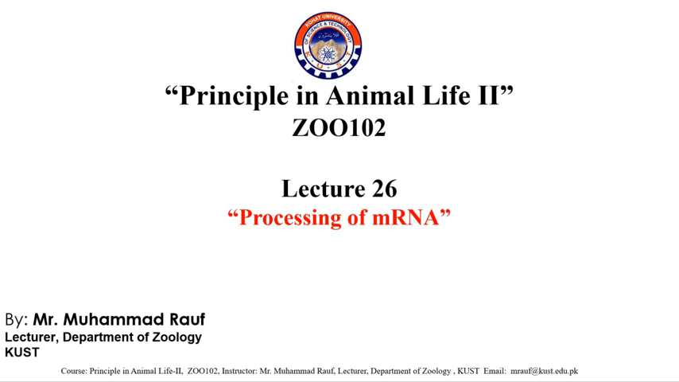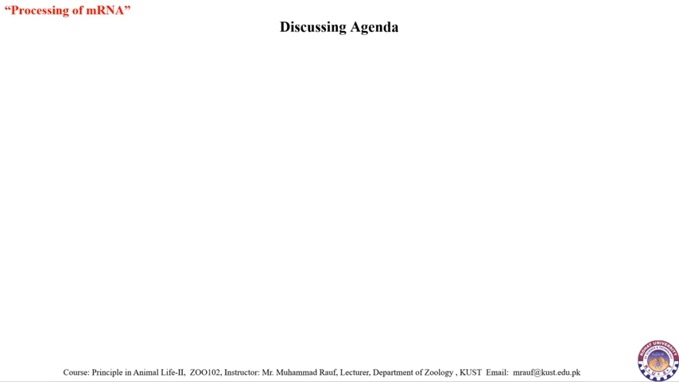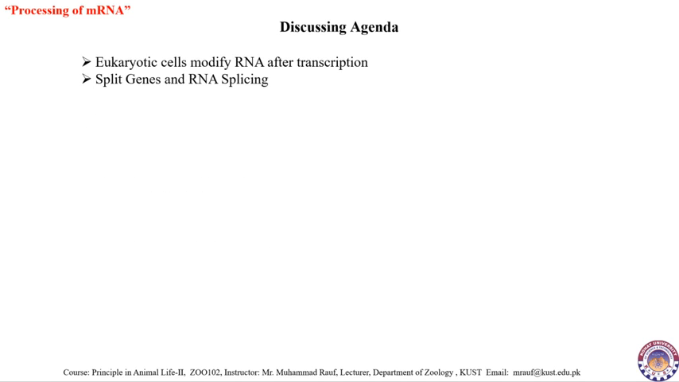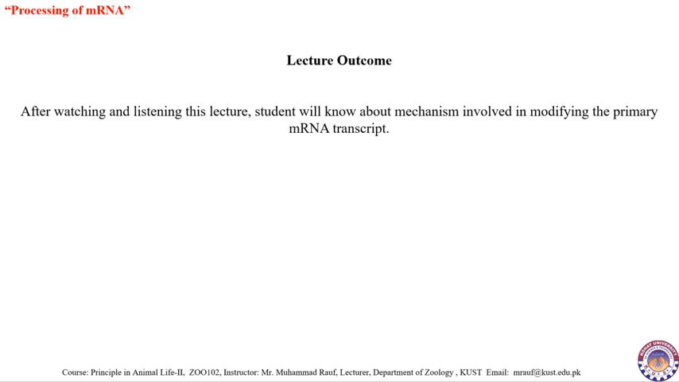The topic is processing of mRNA. The agenda for the topic will be: eukaryotic cells modify RNA after transcription, split genes and RNA splicing. Lecture outcome: after watching and listening to this lecture, students will know about the mechanism involved in modifying the primary mRNA transcript.